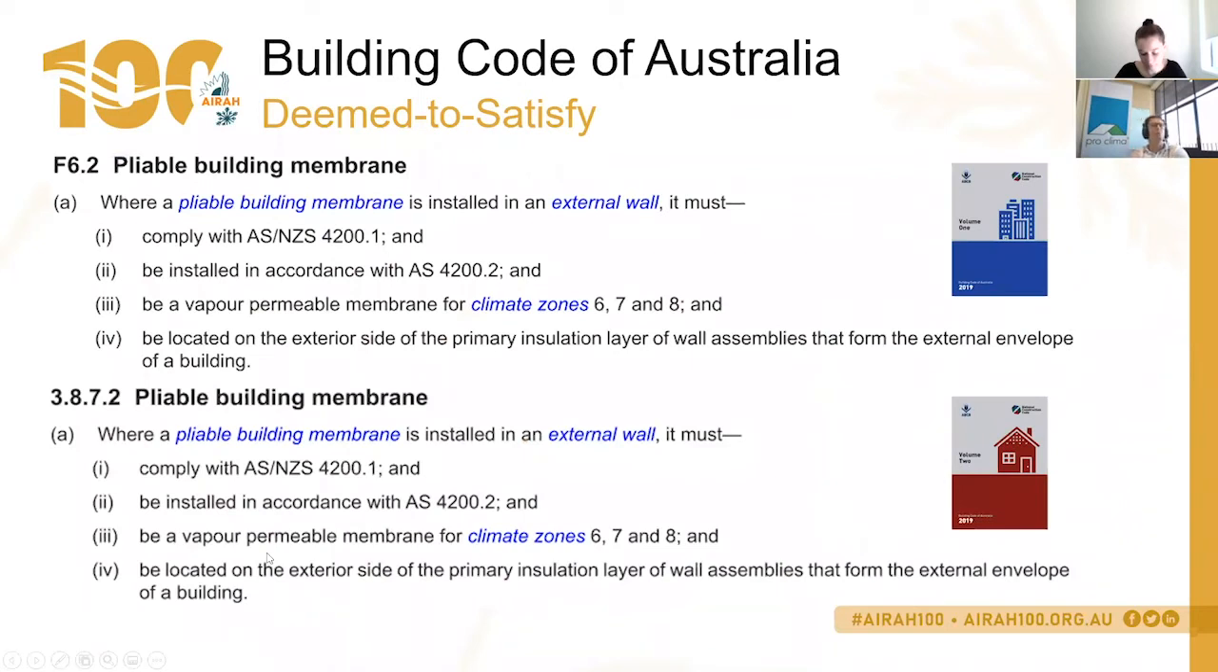So what do the deemed-to-satisfy provisions that relate to those performance requirements in condensation actually say? They say where a pliable building membrane, so essentially a sarking type material, is installed in an external wall. So we're only talking about walls here. And it needs to be installed in accordance with the appropriate AS 4200 standard. But the key thing is it must be vapor permeable in climate zone 6, 7 and 8.